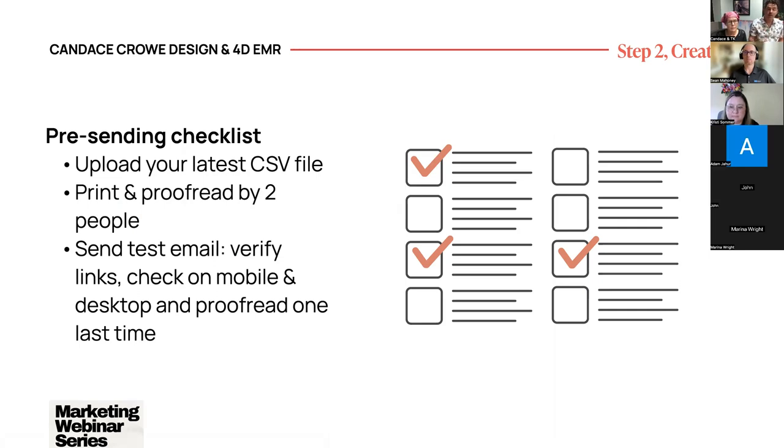We like to print out the email and proofread it on paper. That helps cut down on errors. And then lastly, we send test emails to some of our employees internally. We click every link, we click to call the phone numbers. We just really enforce that everything is working properly. It doesn't look good when you have to send out a correction. It does happen from time to time, but it's good to catch those things before you send them.